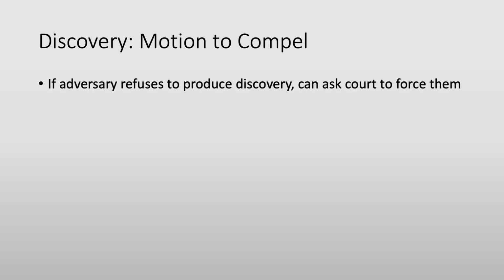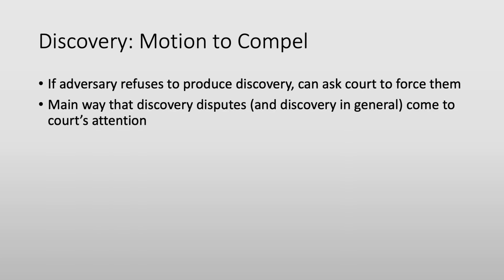What happens if one party has a request for production, say, or a deposition or something like that, and the other party refuses to comply? You can make a motion to compel to the court. Basically, it asks the court to force the other party to comply with the discovery motion. Note that motions to compel are really the main way that discovery disputes come to the court's attention. Discovery is done basically as a conversation between the parties or the parties' lawyers, mostly without involving the court.